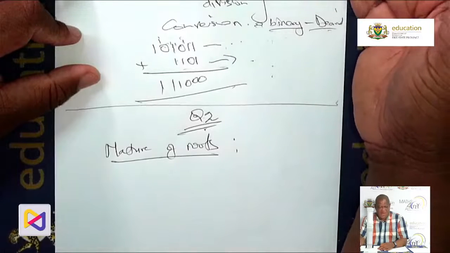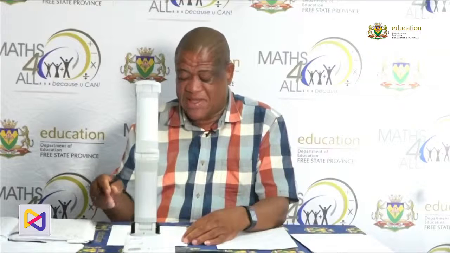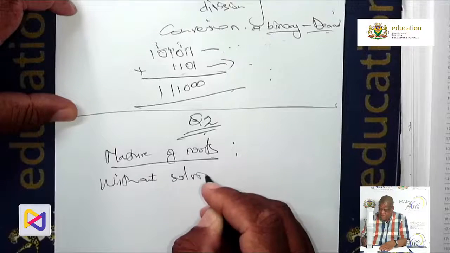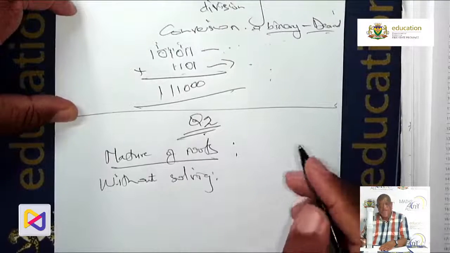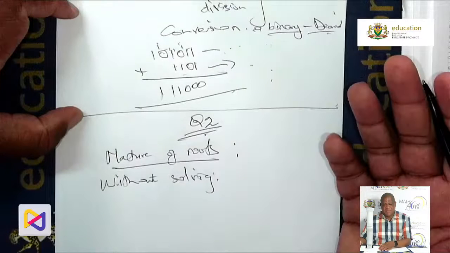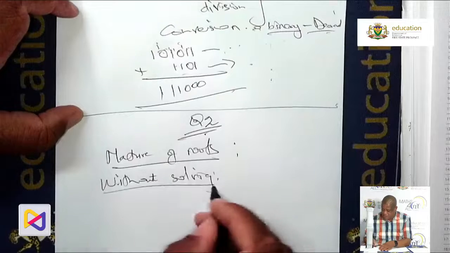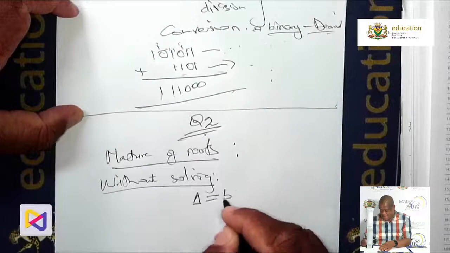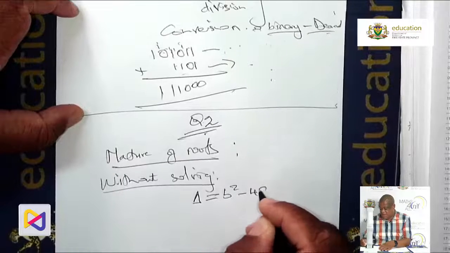In most cases, they will say, determine the nature of the roots without actually solving. This is where our learners are getting lost. What do they mean if they say without solving? They don't say don't work out the problem, but they expect you to use what we call the discriminant, which is b squared minus 4ac.